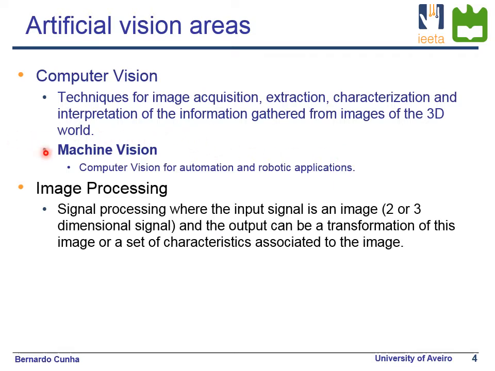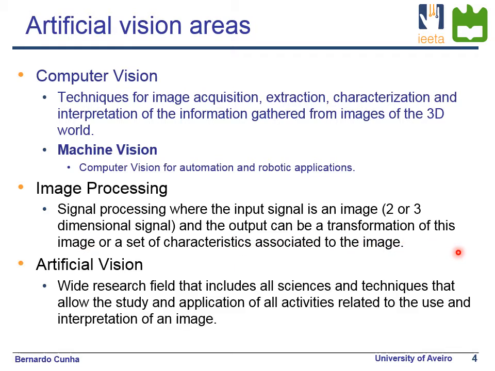Moving outwards, we have a different level called image processing. In here, we are not dealing with acquisition or extraction, but we are actually processing the information where the input is a signal from an image. It can be a 2 or 3 dimensional signal, and the output that we get can be a transformation of this image or a set of characteristics associated to the image.